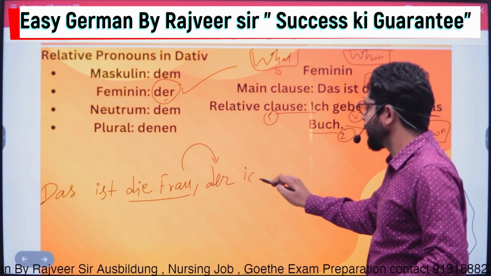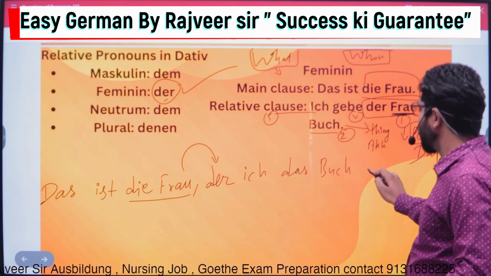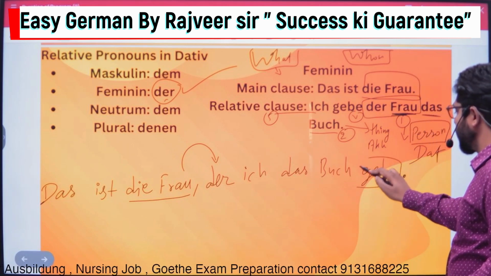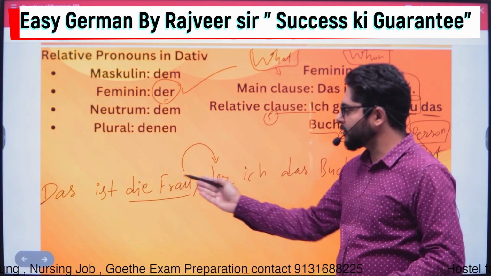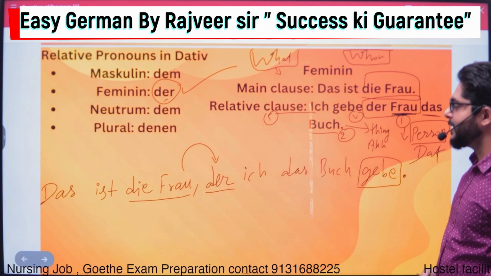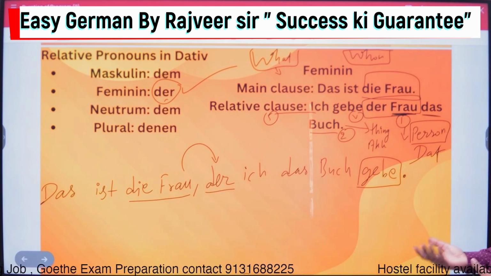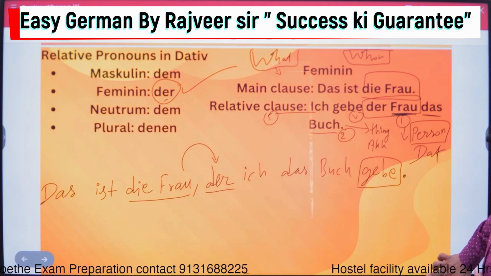Das ist die Frau, der ich das Buch gebe. Conjugated verb at the end. And there is the replacement of the lady. So das ist die Frau, der ich das Buch gebe. Whom I am giving the book. Got it?